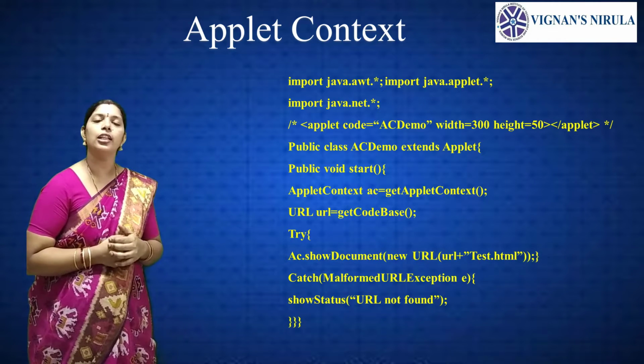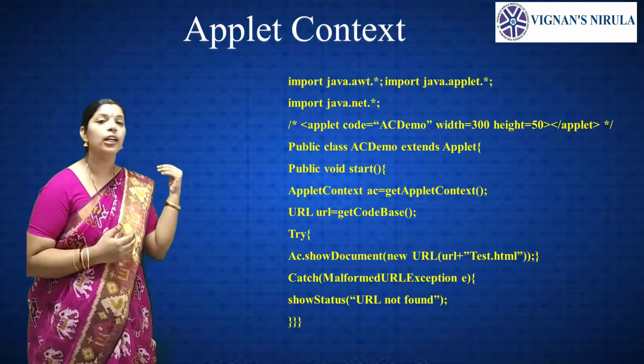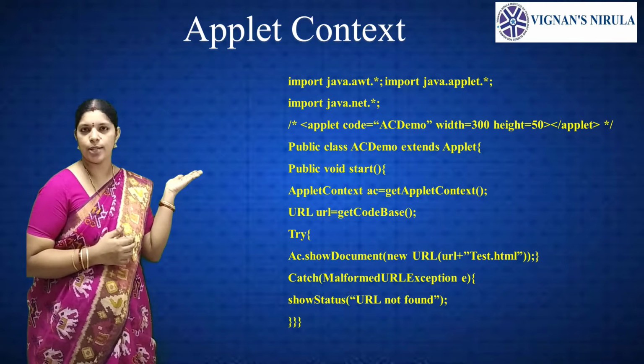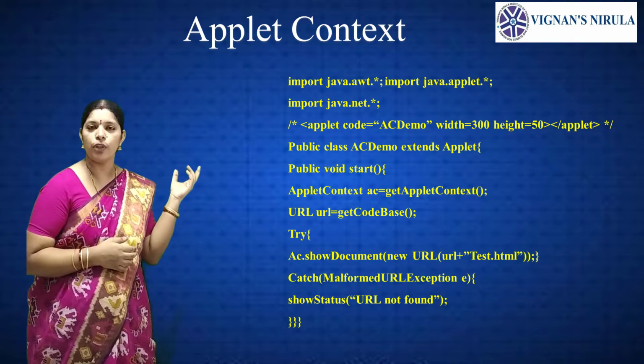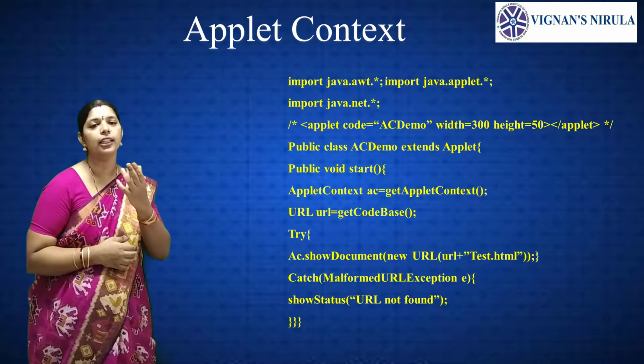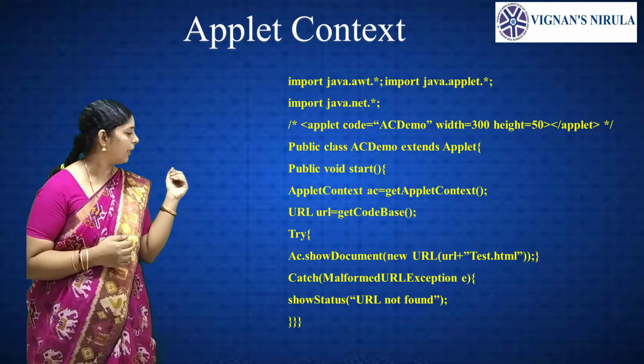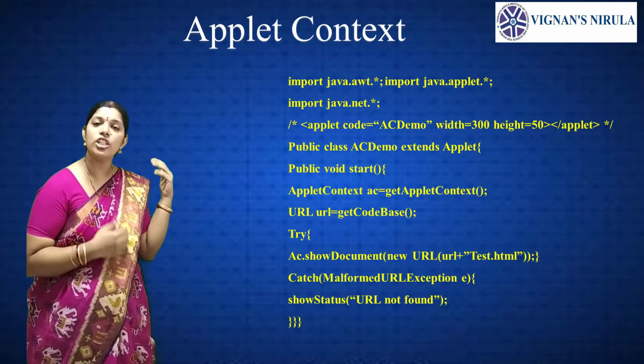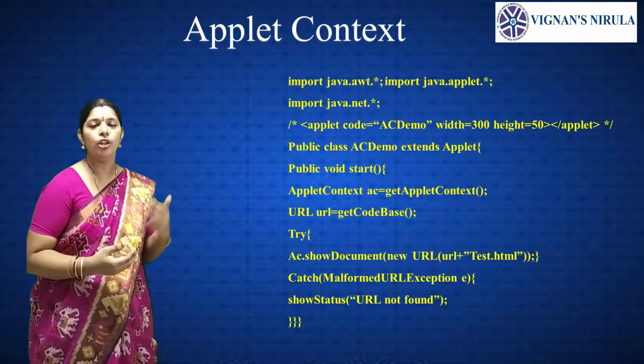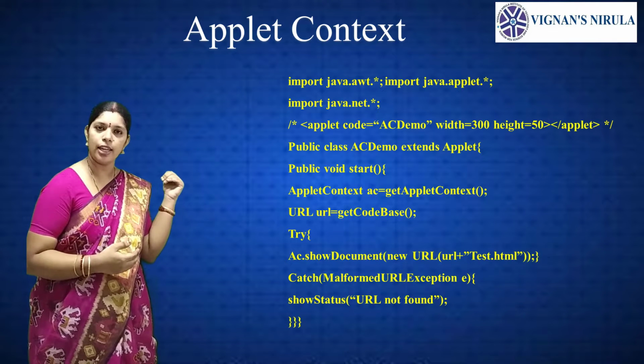So here we are inserting import java.net.*. After that we are inserting the applet code. Applet code equals the class name we are inserting, and the width and the height of the particular applet. After that we are inserting the public class. So the public class ACDemo, which extends Applet. So here we are writing the ACDemo.